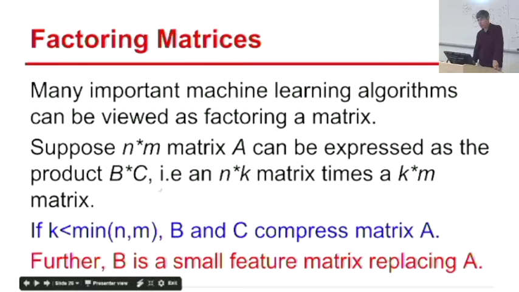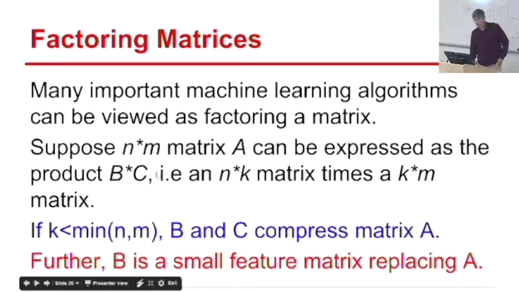Now, what do we know about the dimensions of B and C? If A is an n by m matrix, what are the dimensions of B going to be? N by something. Let's call that something k. If this thing is n by k, what do we know about C? K by m. Does everybody see that? Okay. So what is a good thing about factoring it? Suppose k is very small. Suppose we could factor a matrix A into the product of n by k and k by m, and k was very small.